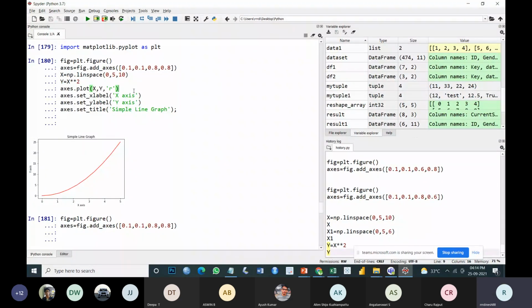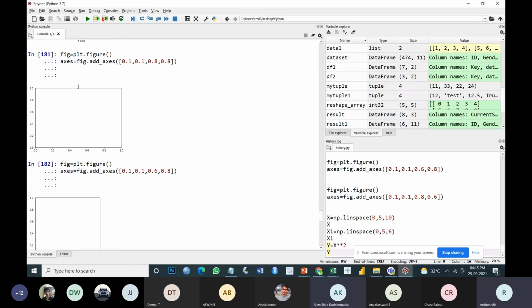Then we use ax dot set underscore xlabel. X label is x axis, y label is y axis. Title, it is simple line graph. We can draw a simple line graph. Sir, I am not able to understand the significance of the linspace statement in the graph.